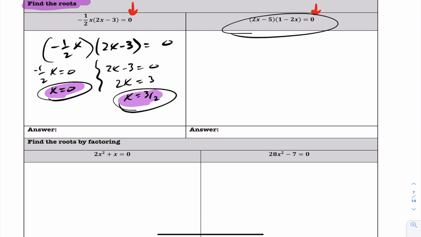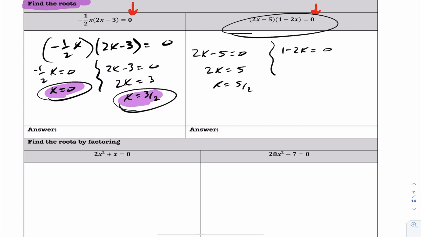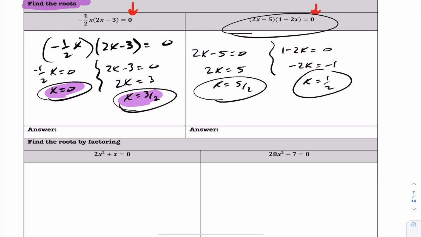Continuing on here, I have the product of two expressions equal to 0. There are only two options. Either 2x minus 5 is 0, or 1 minus 2x is 0. So either 2x is 5, in which case x is 5 over 2, or negative 2x equals negative 1, in which case x is 1/2. The two values here are x is 5 over 2 and x is 1/2.